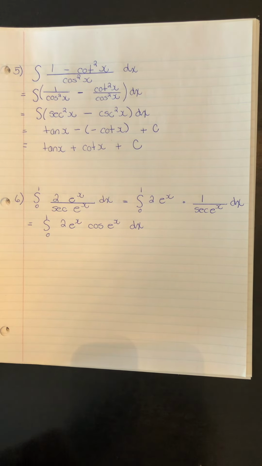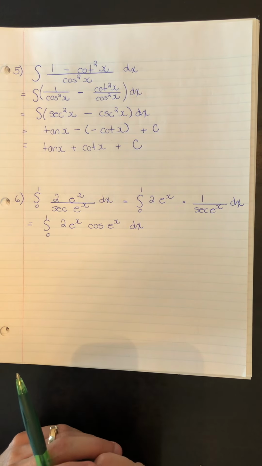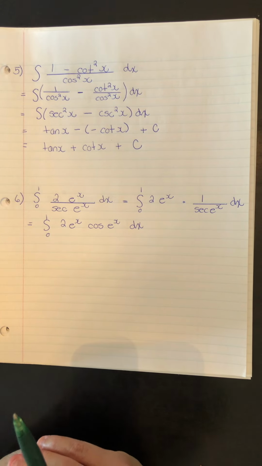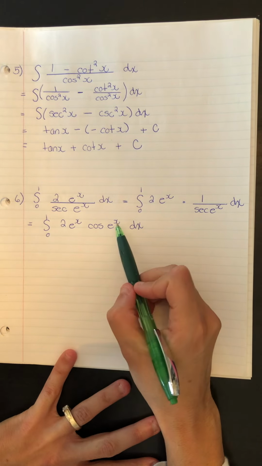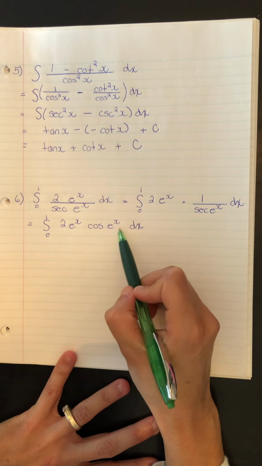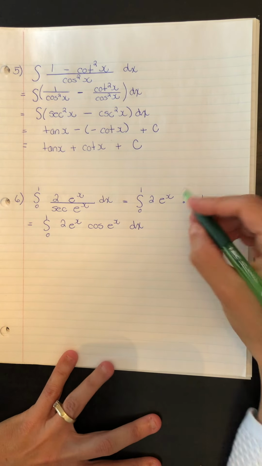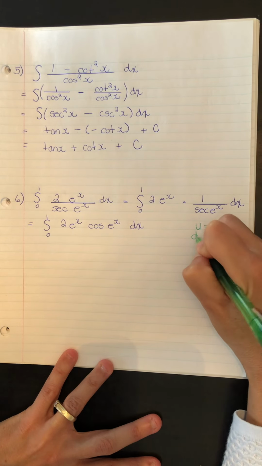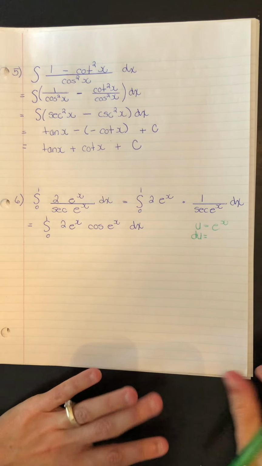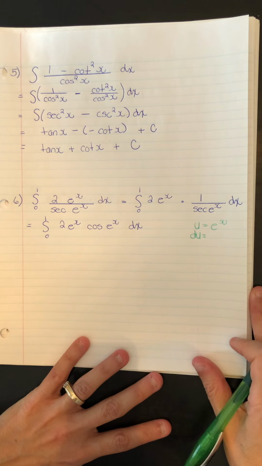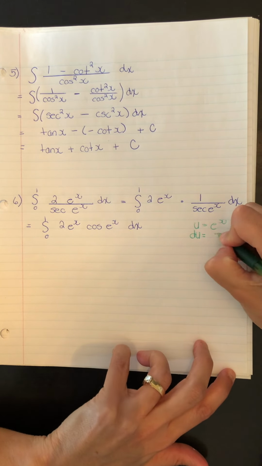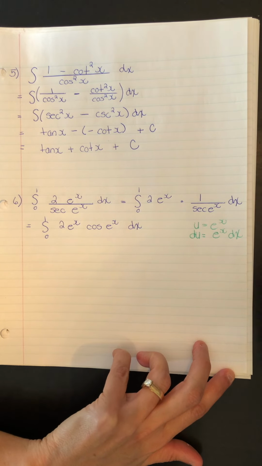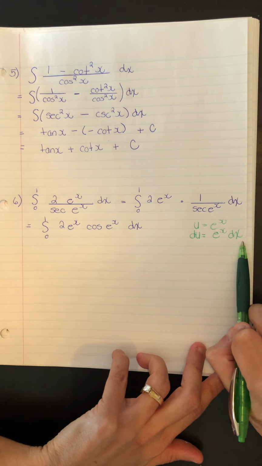Okay, and now I'm going to use a u substitution. So just like we did with some of those first examples, we let the argument or the angle here be our u. So u is e to the x. What's the derivative of e to the x? Well, you might remember that the derivative of e to the x is e to the x. So we have e to the x dx as our du.